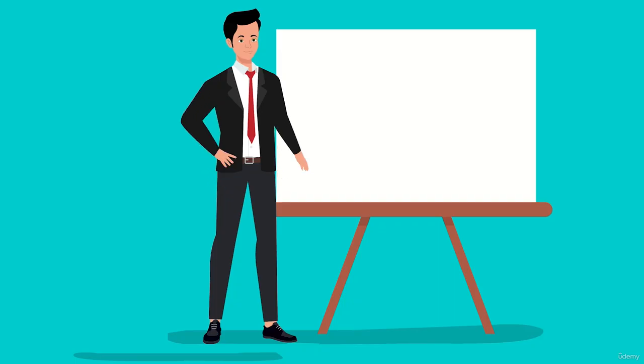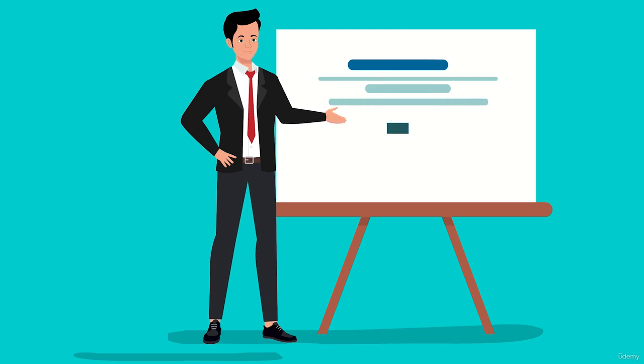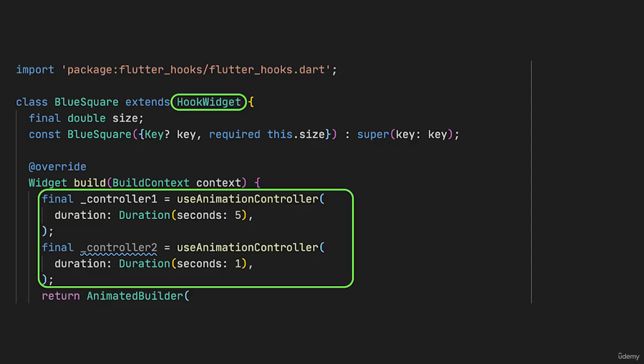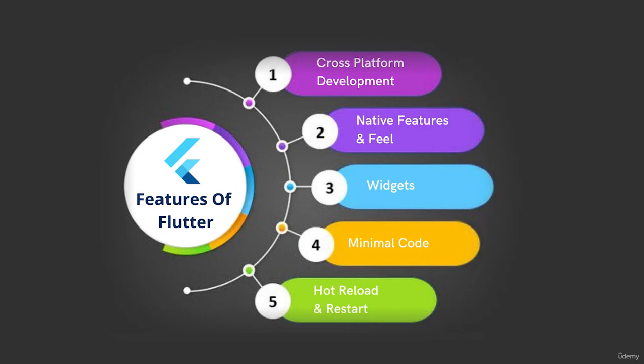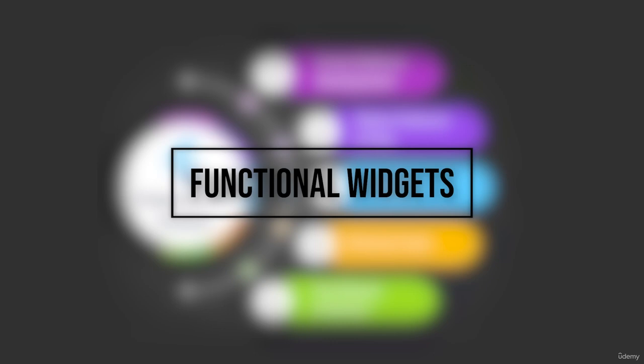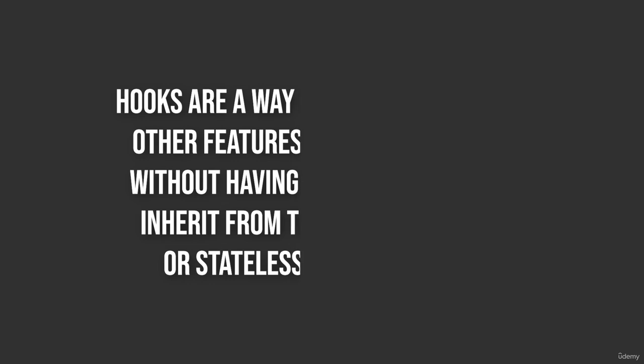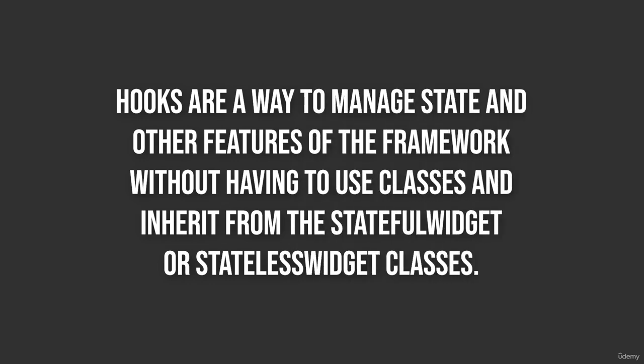Allow me to explain it in a slightly different way. Hook widget is a widget in Flutter that allows developers to use hooks, which are a way to use state and other features of the Flutter framework in functional widgets. So, hooks are a way to manage state and other features of the framework without having to use classes and inherit from the stateful widget or stateless widget classes.